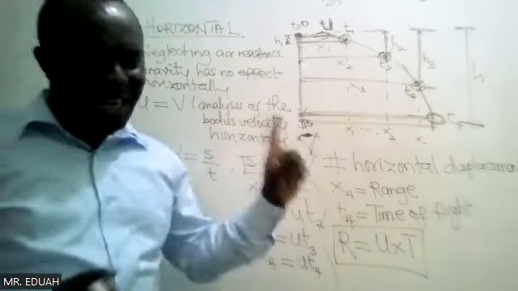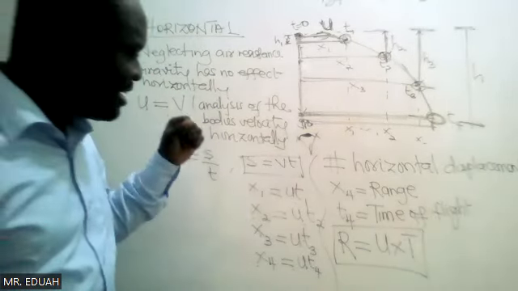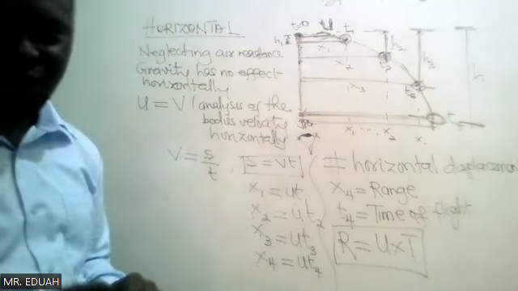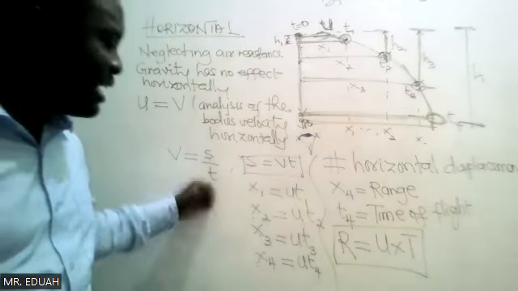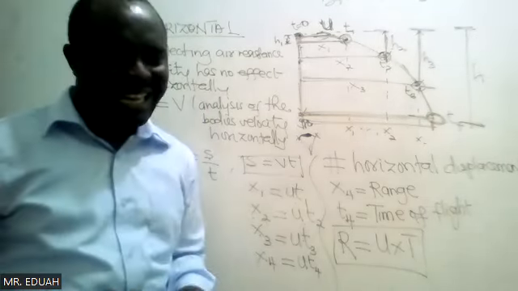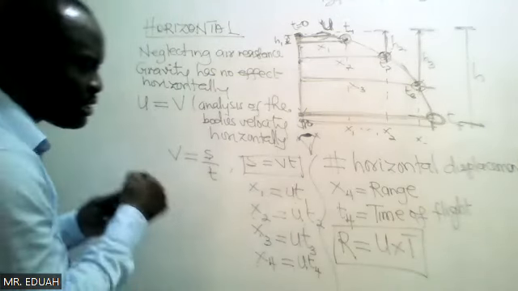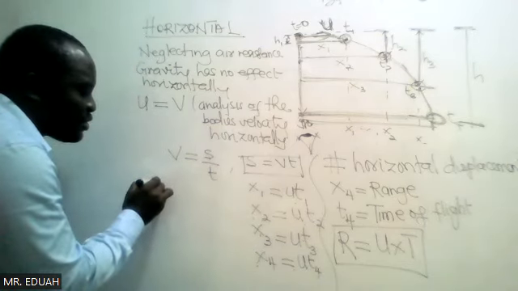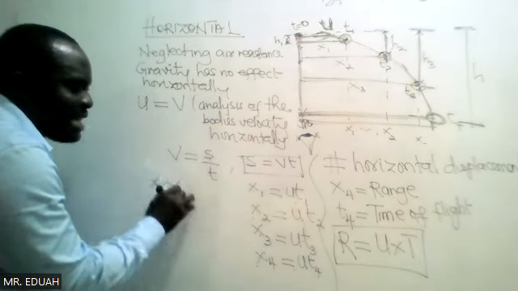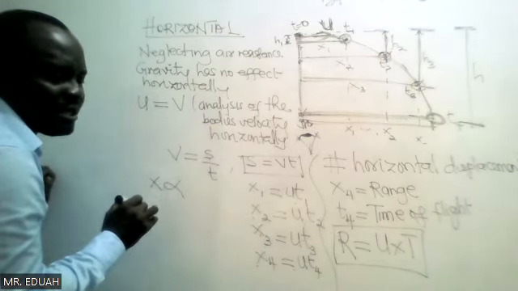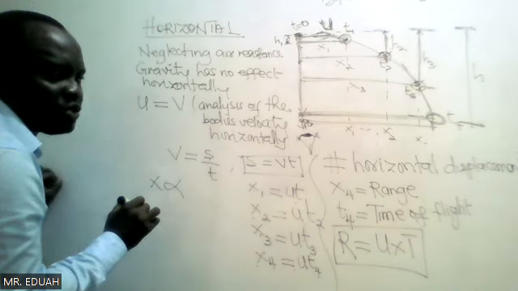Look at, we've analyzed the velocity. It is constant. We've analyzed the displacement. And here we could say that the horizontal displacement x is directly proportional to what?